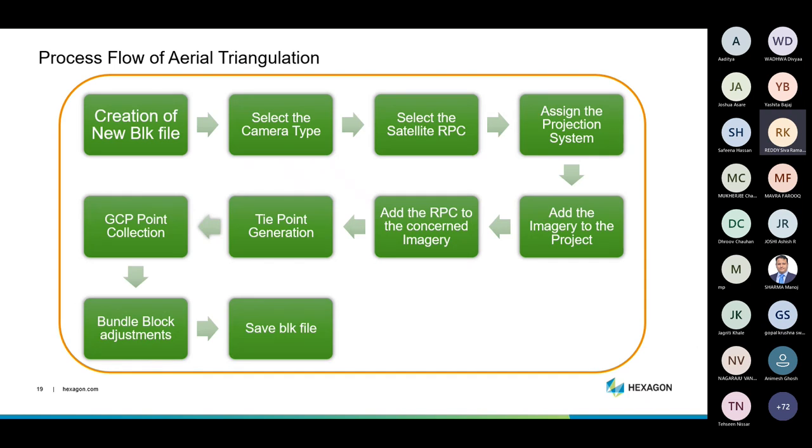First, we have to create a block file. Then we have to select the type, because there are so many sensors and so many cameras. So we have to select what type of camera we are using to create a block file. That is very important. Then we have to select the RPC type or IO types. And we have to assign the projection system.